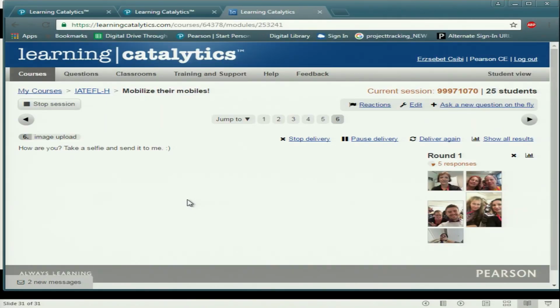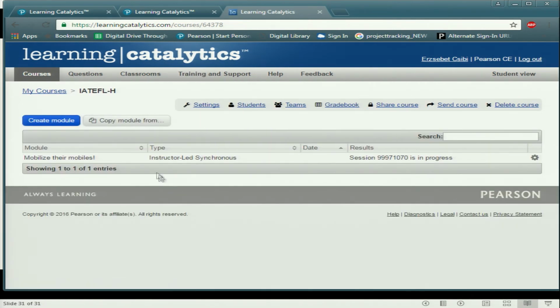Thank you. So basically this is how Learning Catalytics works and looks like. I created a course for today, and in the course I created several modules, or I can create several modules. One module means one lesson. Okay, those are the sets of questions. And just let me show you what it looks like when you start using it. So you have the modules here. You also have the settings. You have the students list. You have the teams if you have teams in your classroom.